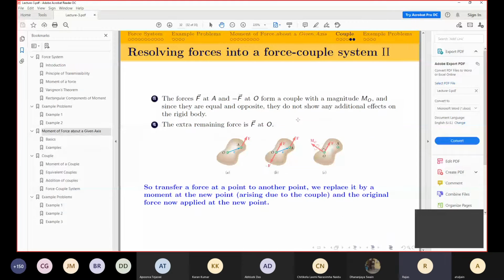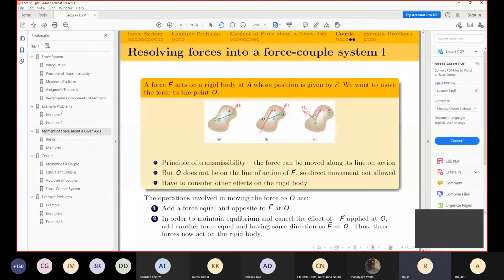Sir, can you also please explain the second last example in lecture 3?